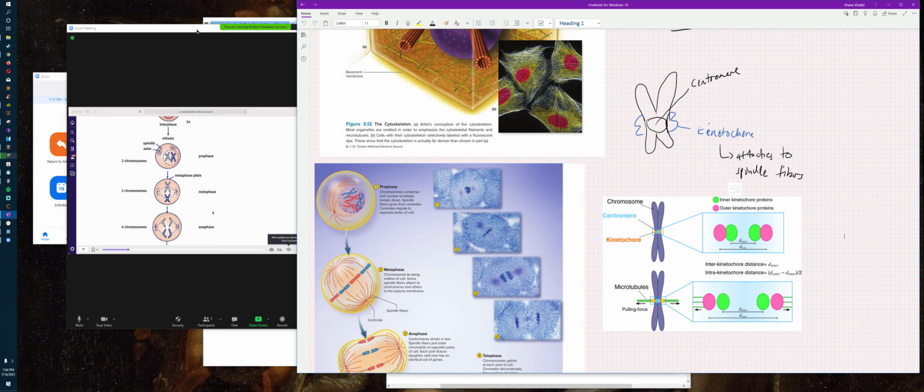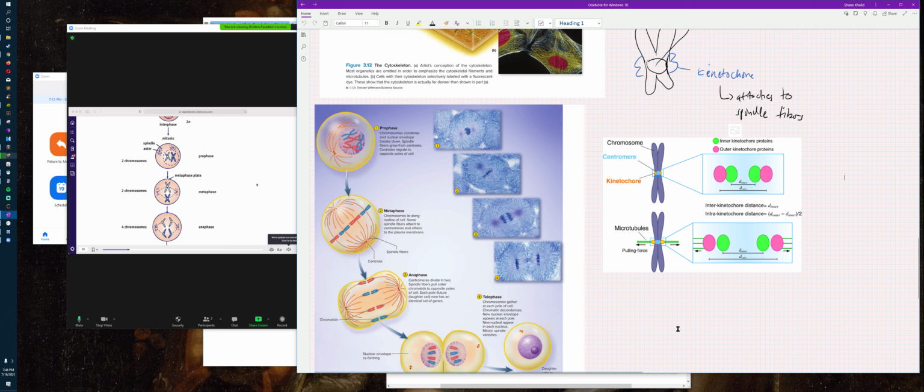So spindles are microtubules. That's just something I should know. Those green things that are attached to the kinetochore are the microtubule spindle fibers. Forget the inner and outer ones. Essentially the kinetochores are the proteins that attach to the centromeres, and the spindle fibers attach to the kinetochores. So okay, that is very helpful.